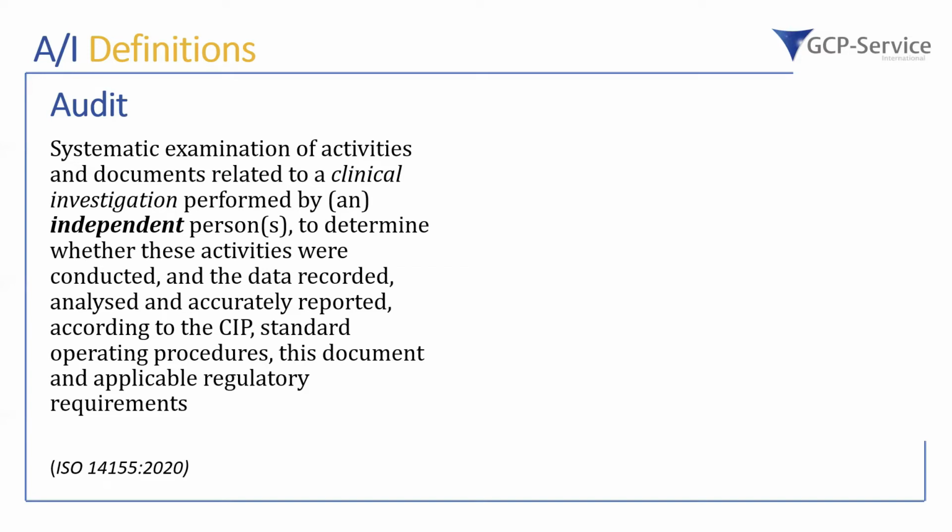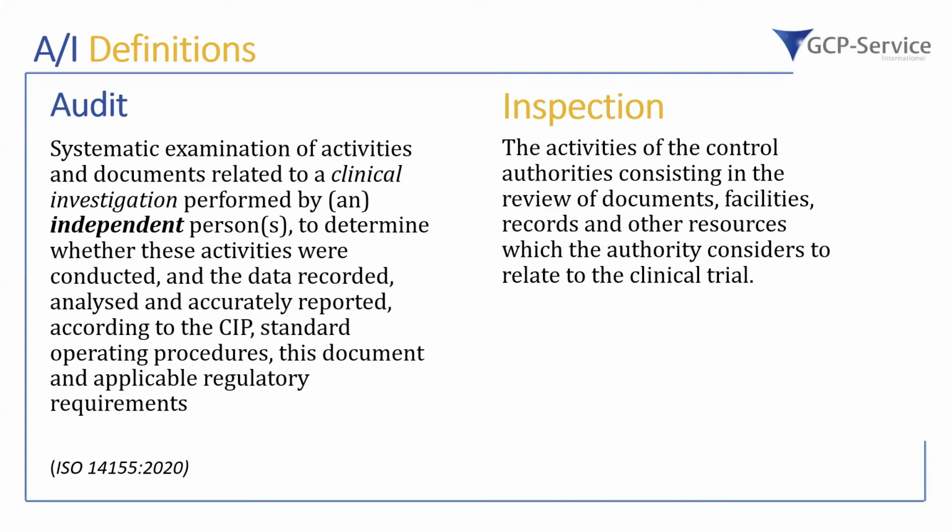And of course, all these reviews have to be done, analyzed, reported, and recorded according to the clinical investigation plan, standard operating procedures of the sponsor or delegated parties, as well as applicable regulatory requirements. The inspection is not defined exactly in the ISO 14155. However, in general, these are the activities of the control authority, which include, of course, the review of documents, all associated facilities and records, and additional resources, which the authority considers related to the clinical investigation.